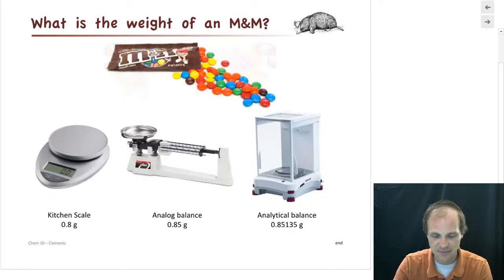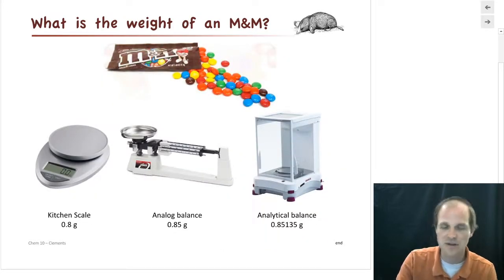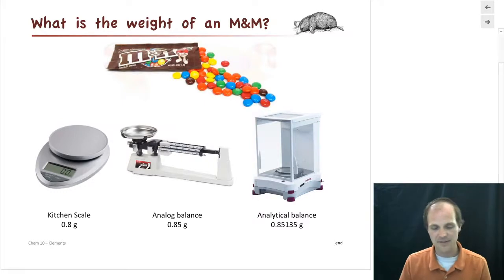An example I give is just this. Let's say you wanted to know the weight of an M&M. You go and buy yourself a cheap kitchen scale. Most of those read to about 0.1 grams, and you find that the M&M weighs 0.8 grams. But if you want to know a little bit better than that, you can buy yourself an analog balance. There are also some pretty inexpensive digital balances out there. But an analog balance that gets you that extra digit of 0.85 grams is going to run you a few $100, so it's a little more expensive.